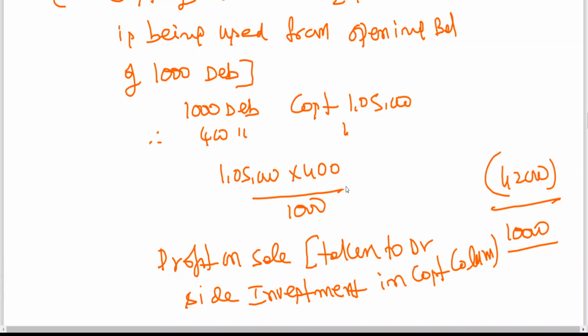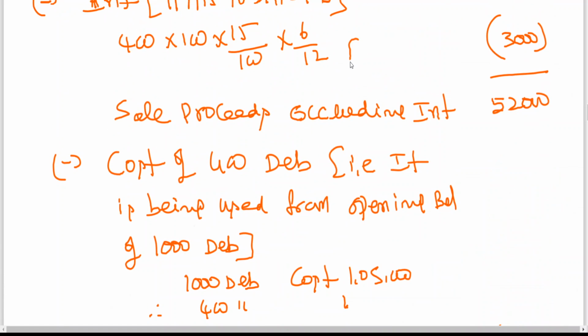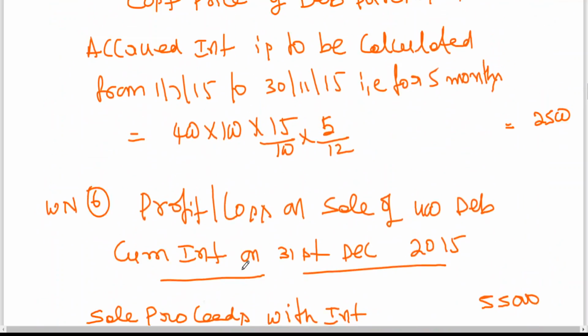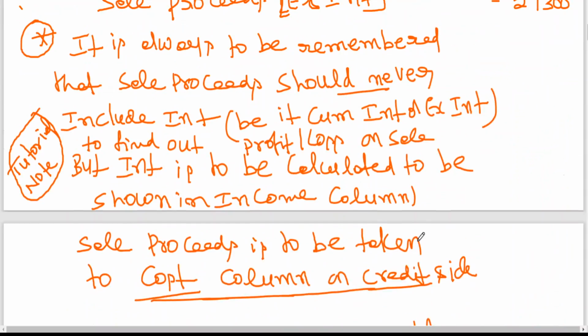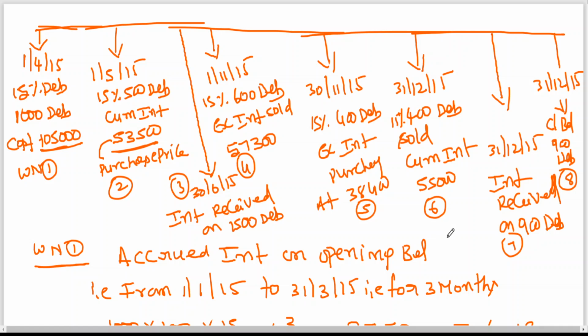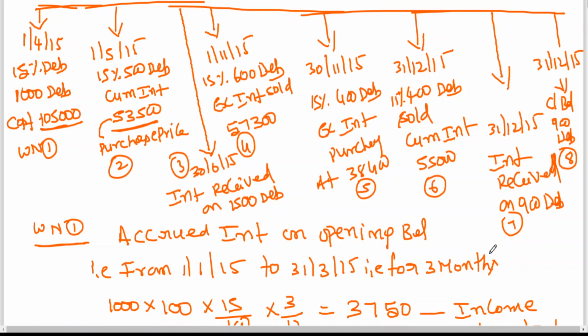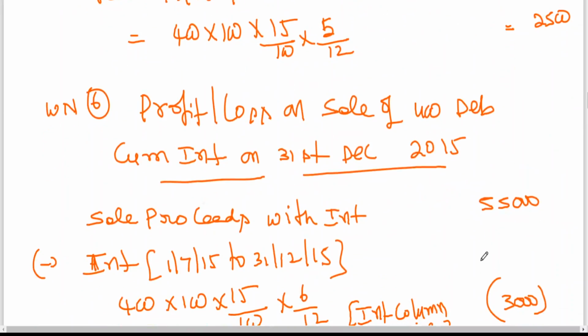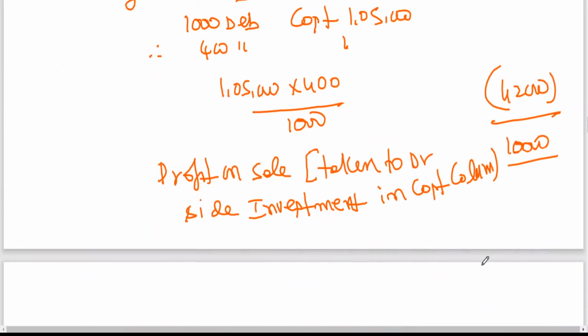And this interest will be taken to which column? Interest column, credit side. Okay, clear to all of you? Now this is working notes number 6. And the 7th working notes: as I've already told you, how many debentures are there? 900 debentures, on 900 debentures you should calculate interest. Working notes number 7.